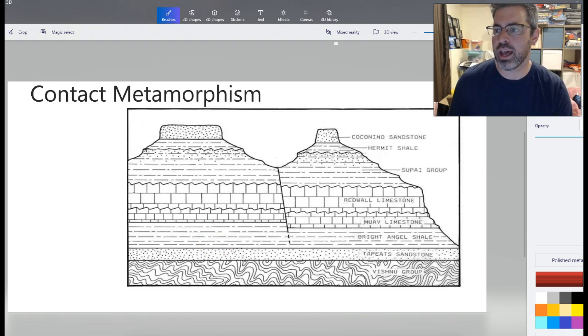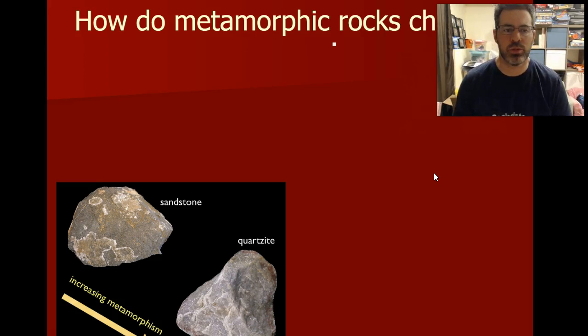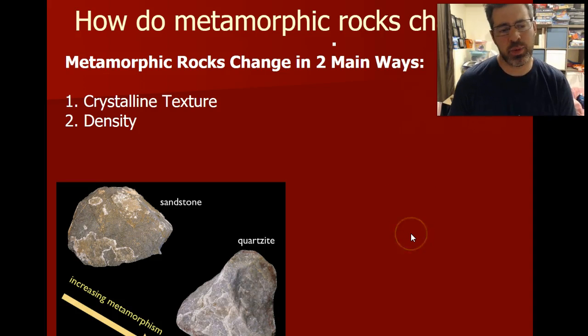Okay. So now let's get out of this here, and we're going to go right back to the video. All right. Hopefully that spiel was beneficial for you to figure out how contact metamorphism creates metamorphic rocks. So now, how do metamorphic rocks actually change? Right? So they change in two different ways. Okay? They change by crystalline texture and by density. So let's break that down together.